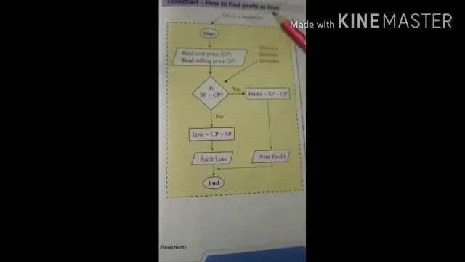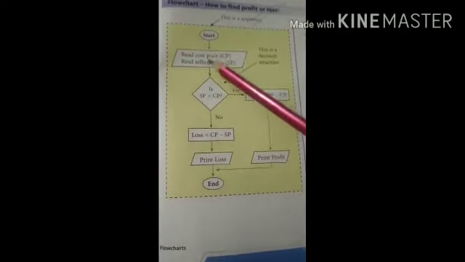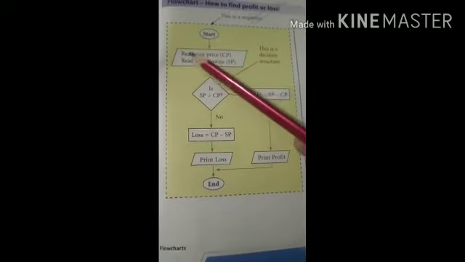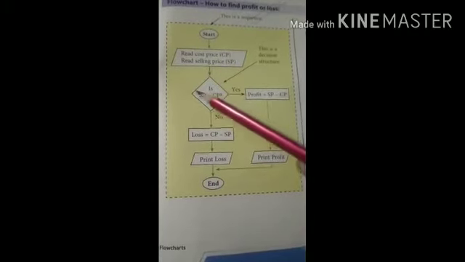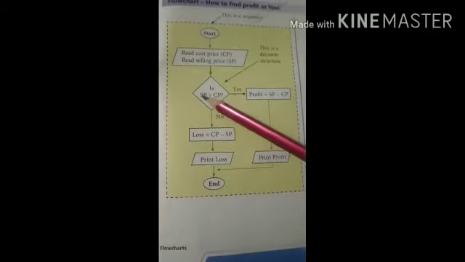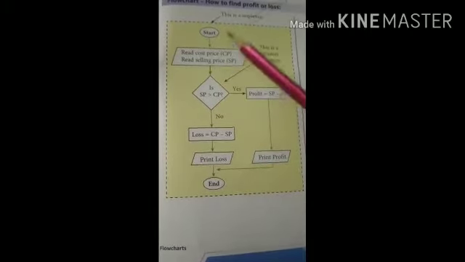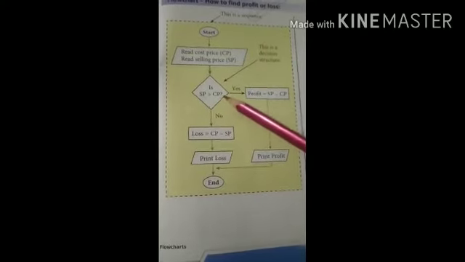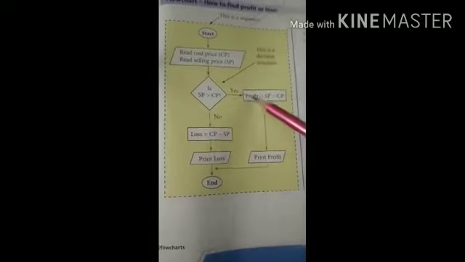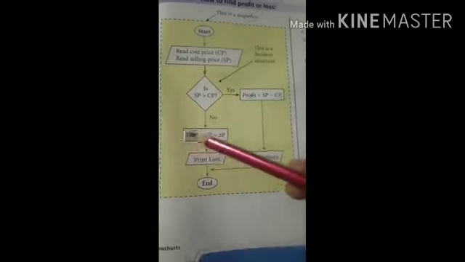To find profit or loss, there are two things, that is cost price and second one is selling price. So we're going to read cost price and read selling price. After that, a question is asked in the form of a diamond shape, in which the condition will be put like, is selling price greater than cost price. If the selling price is greater than cost price, then there is a profit. Otherwise, if cost price is greater than selling price, then the shopkeeper will suffer loss.